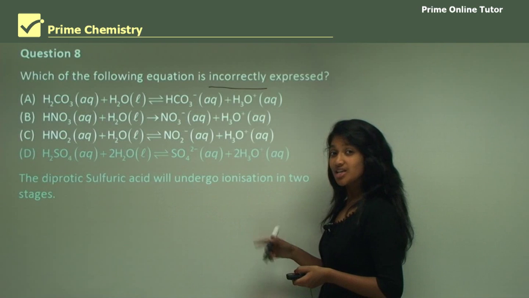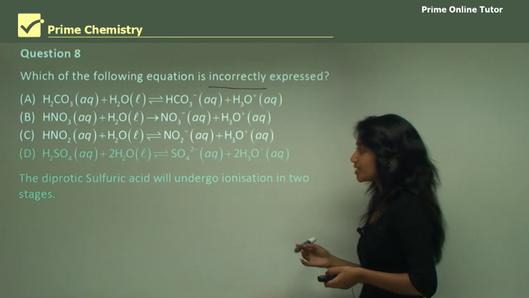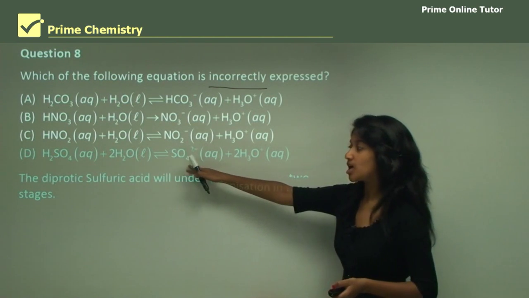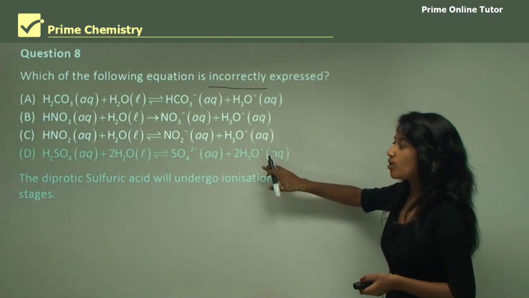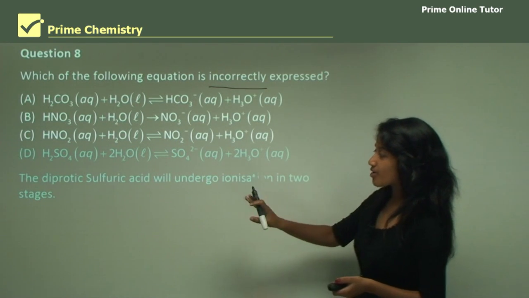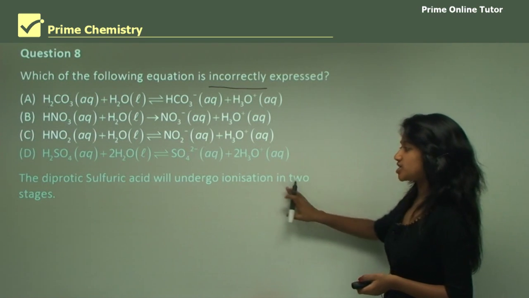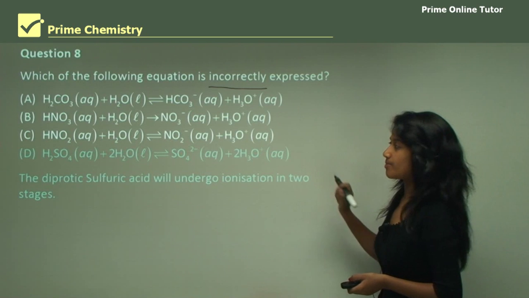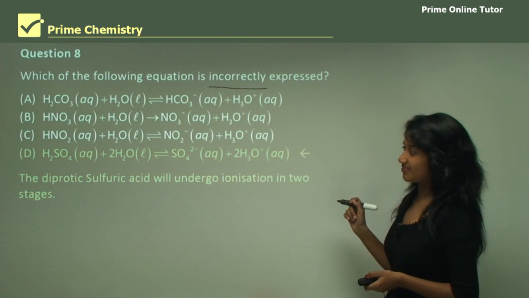In the first ionization of sulfuric acid, it goes to completion because it's a strong acid. And it should have a hydrogen still intact because it's losing 1 hydrogen at a time. Therefore, D is incorrect because the diprotic sulfuric acid will undergo ionization in 2 stages. And this is an incorrect stage they have represented here. Therefore, option D is the answer.